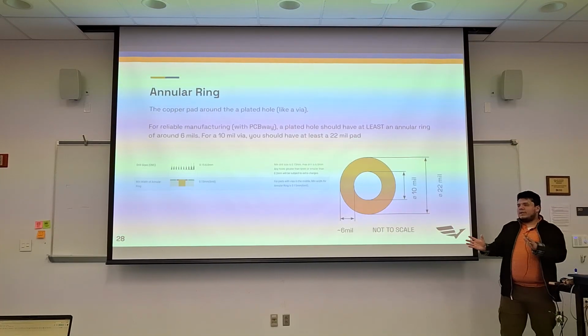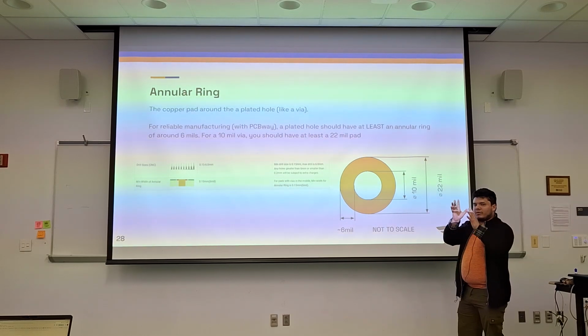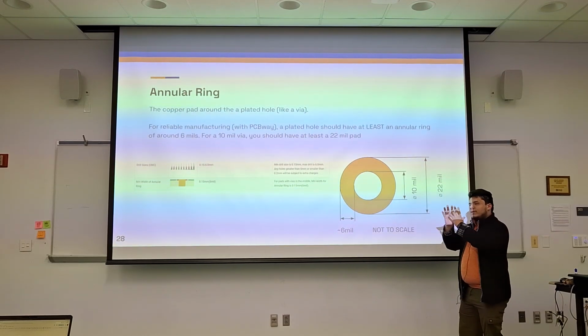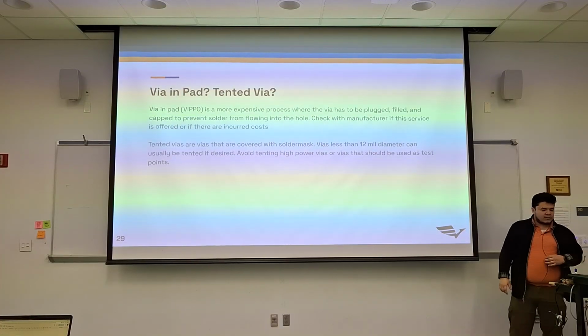Normally these should be defined already. I think you can define it in the board setup. You get trace widths, your vias, and then differential pairs. And then there's this other thing called via and pad.